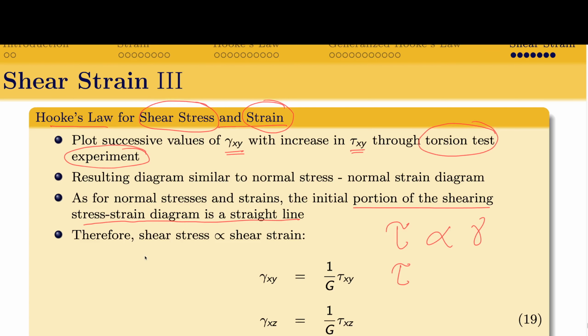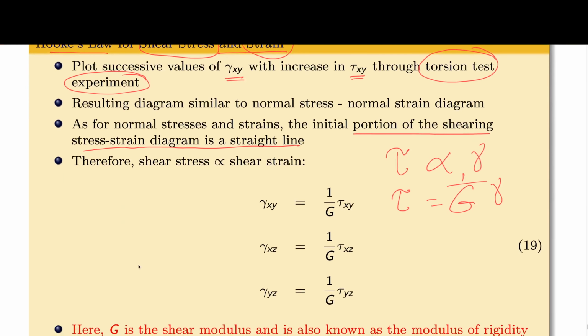In other words, my shear stress is equal to G times gamma, where G is known as the shear modulus and sometimes it is also called the modulus of rigidity. So all the shear stresses are going to be dependent only on the corresponding shear strains, and they are not dependent on others, for example gamma xy is not dependent upon tau xz and so on and so forth. So keep that in mind.